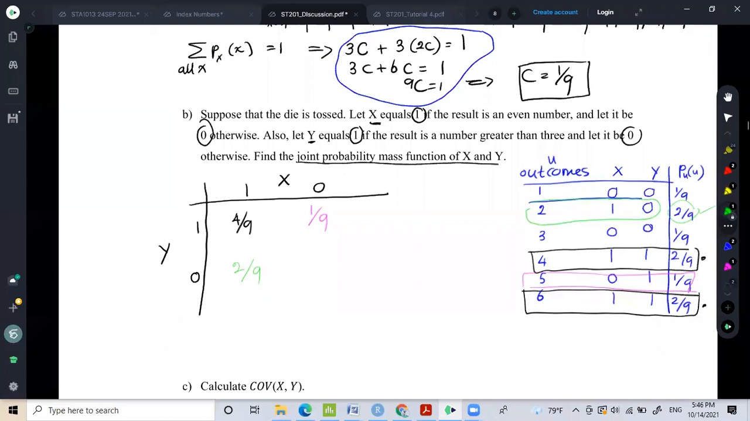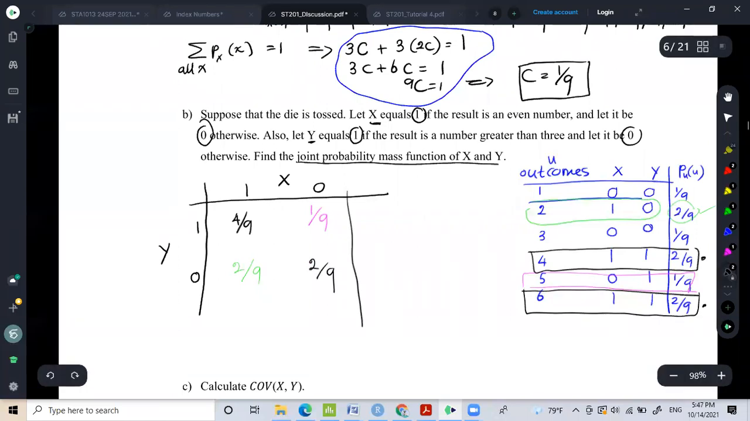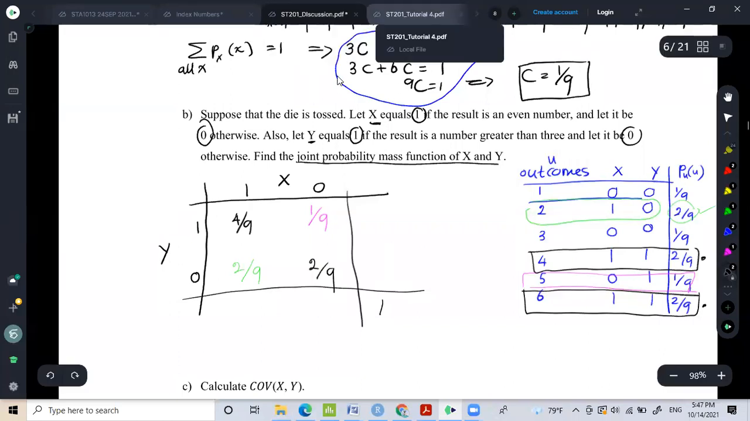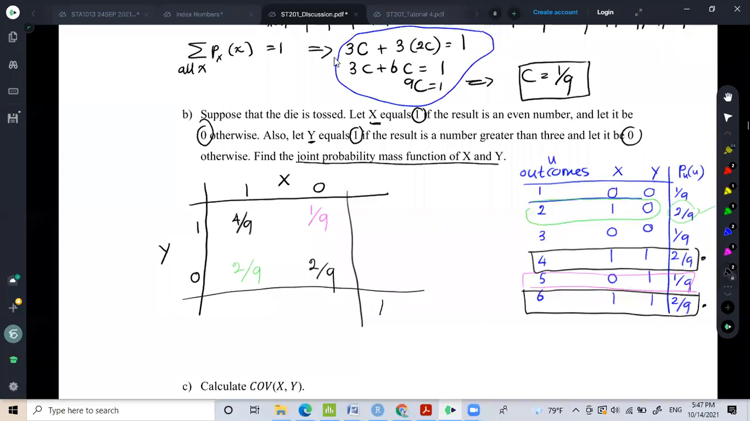And finally, we have 0 and 0. What are they? 1 over 9 and 1 over 9. Add them together, 2 over 9. Okay, so here's our joint PMF of X and Y. And if you add these probabilities, 4, 5, 6, 7, 8, 9, 9 over 9, total probability 1. So this is a correct joint PMF. Is this clear to all of you? How we figure out 1 1s, 1 0s, 0 1s, 0 0s, everything? Do you want me to repeat?